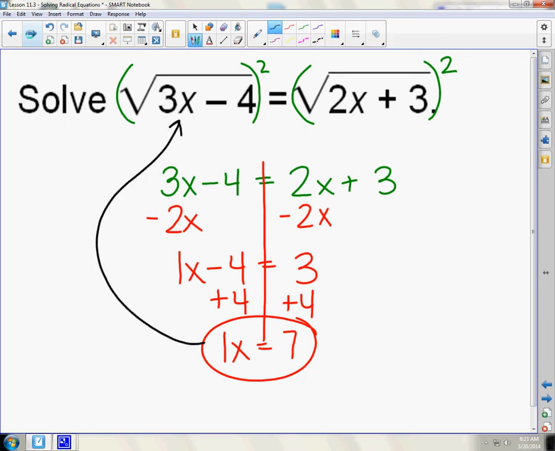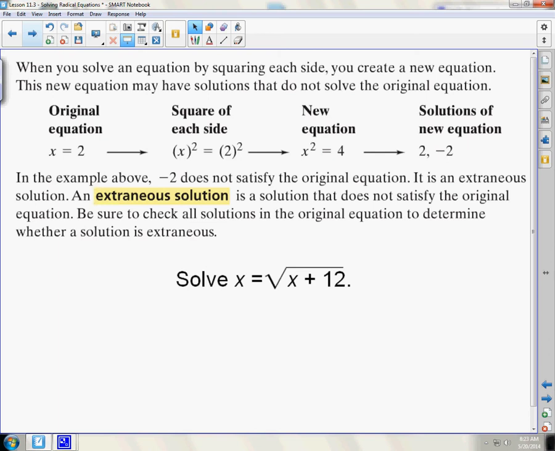So 3 times 7 is 21 minus 4 is 17. 2 times 7 is 14 plus 3 is 17. So they both work. So x equals 7. Now this is a vocab word you need to put down. It's an extraneous solution.